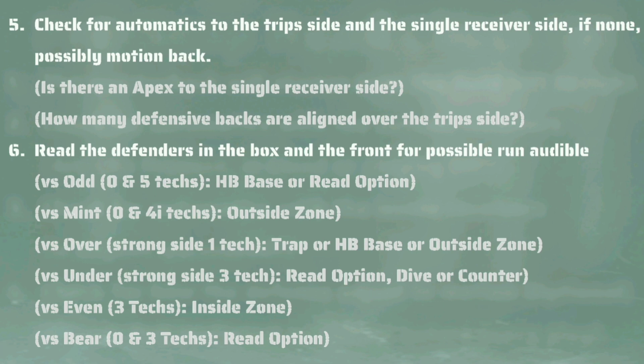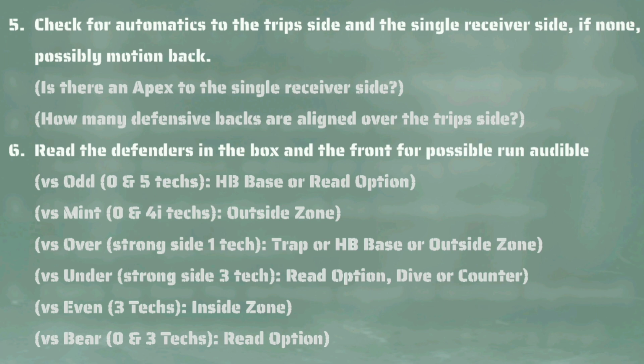Number 6, read the defenders in the box and the front for possible run audible. Versus odd, we like halfback base or read option. Versus ment or 3-3-5 odd, we like outside zone. Versus over, we like trap, halfback base, or outside zone. Versus under, read option, dive, or counter are best.